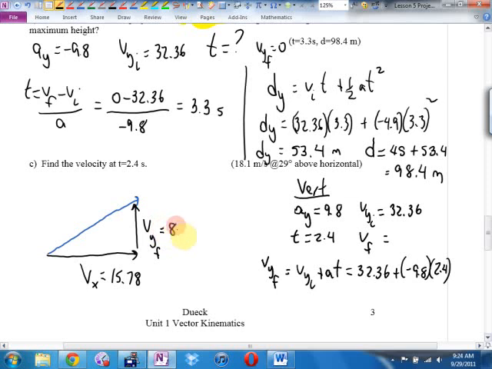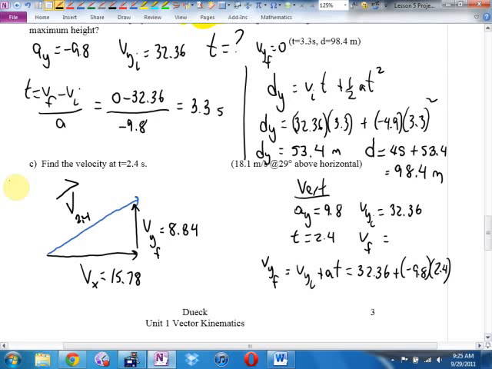By the way, what if I got a negative answer for Vy final? What would that tell me? It would tell me I should have drawn the blue line going downwards this way instead of upwards, but it'll work still. Now, this is the velocity at 2.4 seconds. You good? By the way, when I had that stark realization, I probably also would have gotten a little shiver.